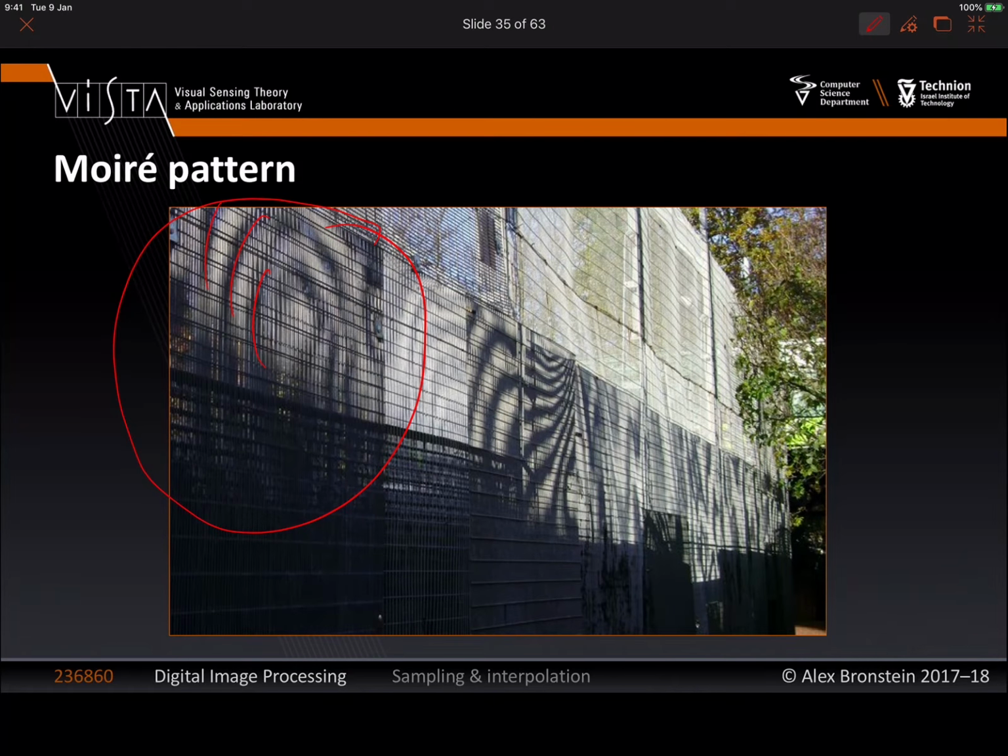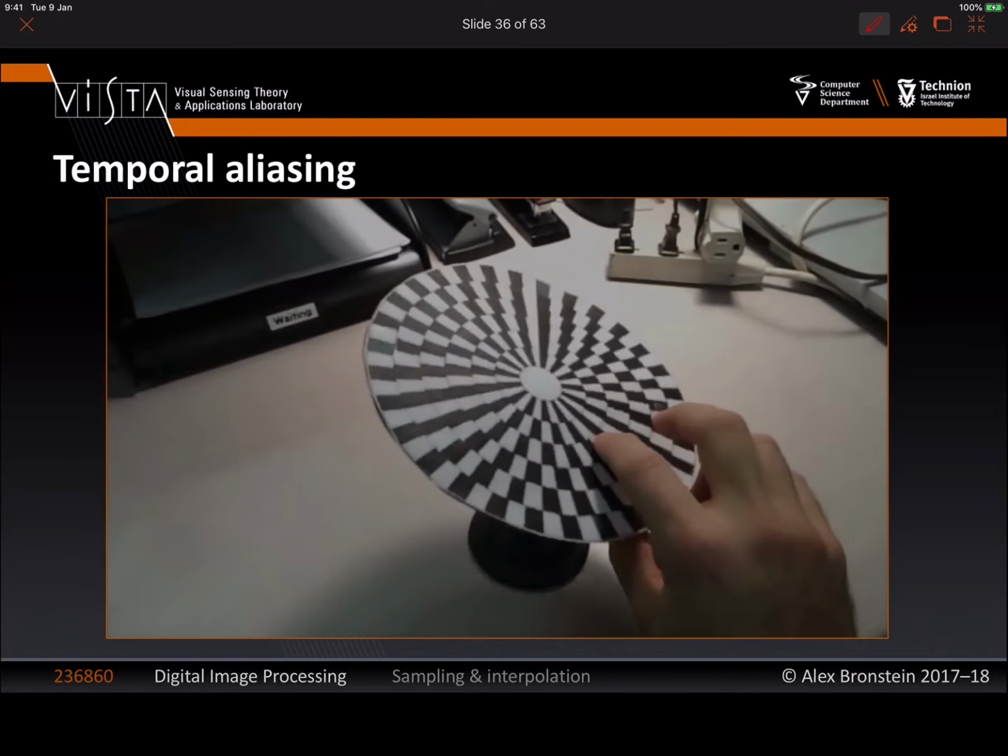Okay, so again, this basically slowly varying pattern was not in the original image. It's an artifact of its digitization, of its sampling. Okay, and this is a temporal example of aliasing.